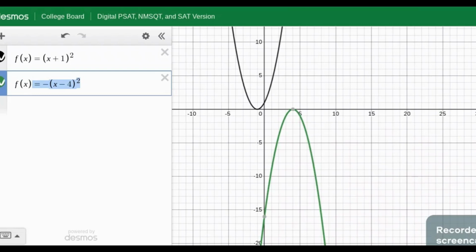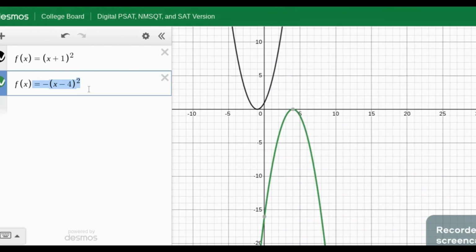Let's see, what else can we say? Oh, yeah, I should probably explain this. When the parabola is facing up, it's going to be positive. When the parabola is facing down, it's going to be negative. That is all. This positive, this negative. If you didn't already see that, that is also important to note. That's basically it. That's all you need to know.